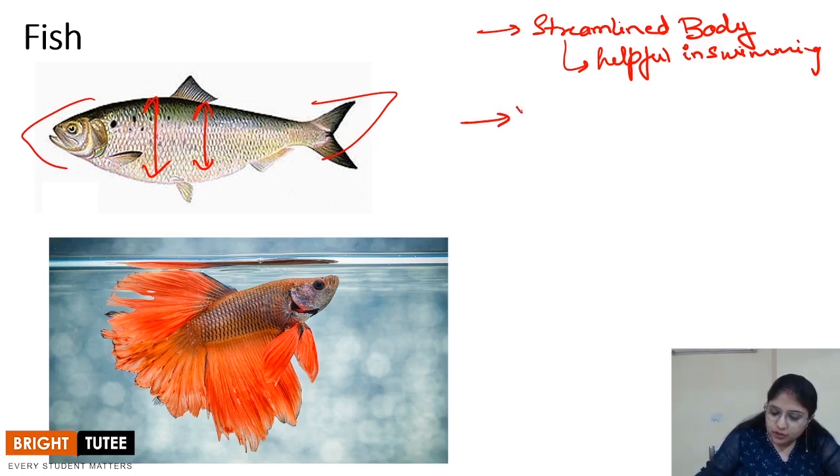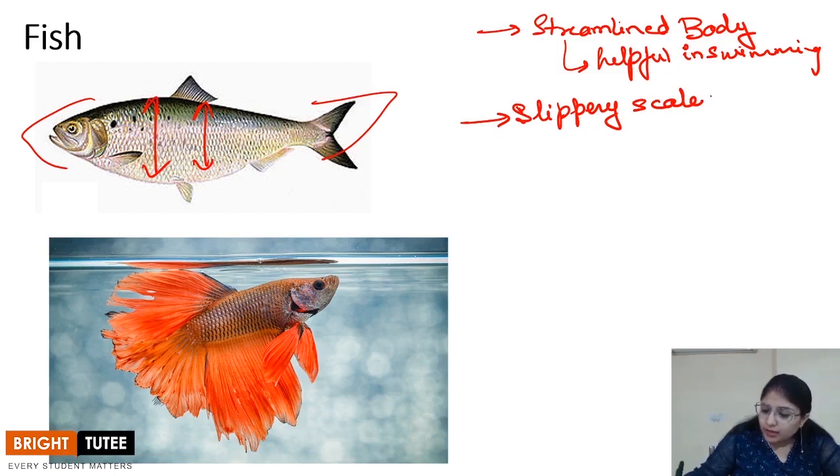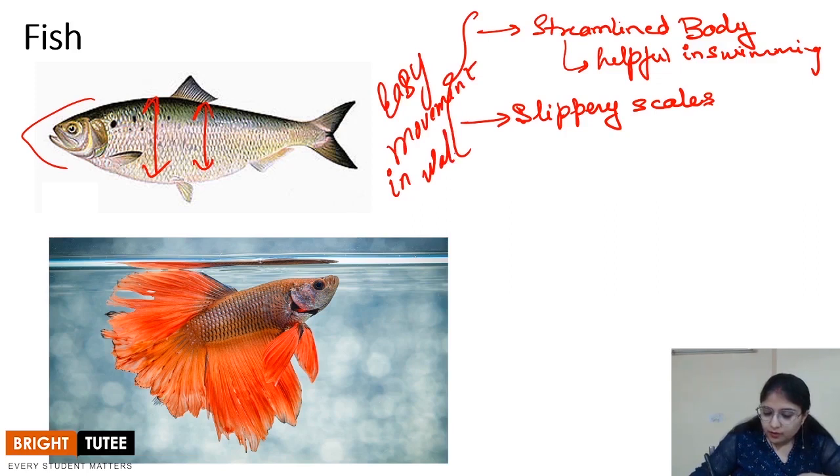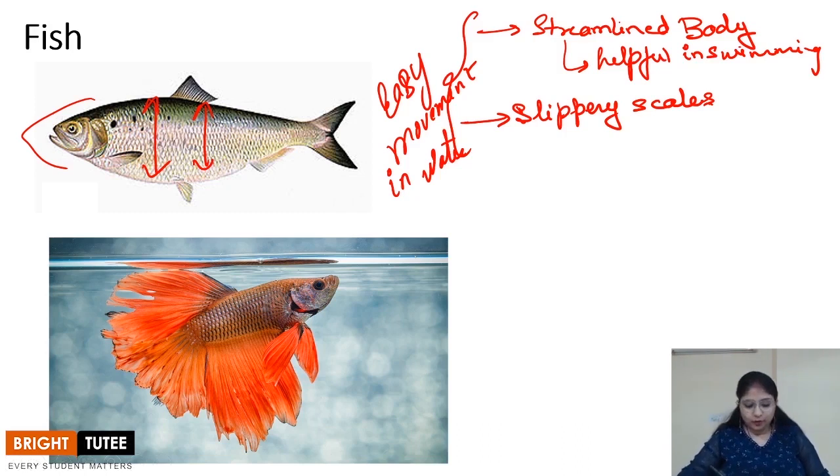Then apart from that, the fishes have slippery scales. These slippery scales help in easy movement. So both of these features help in the easy movement in water. For example, you can see both of these fishes. How can you tell whether they are slippery or not? First of all, they are quite shiny, as you can see, and the surface is really smooth. So these scales being slippery helps in the movement in water.